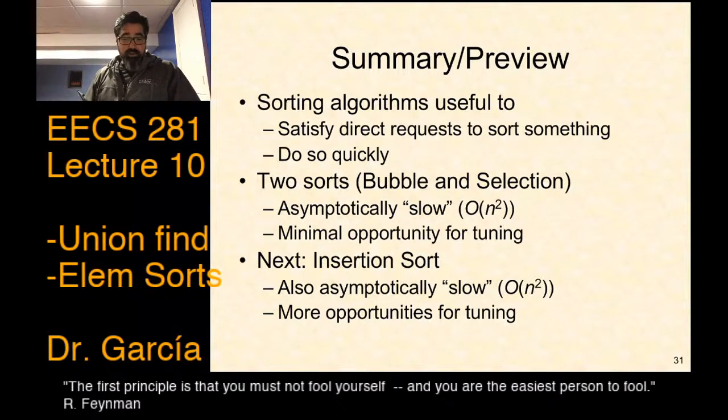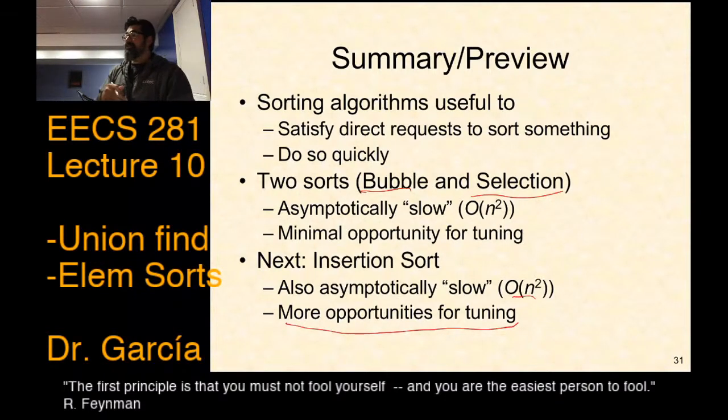All right, so so far we've discussed bubble sort and selection sort, which are both O of n squared. The next one that we'll discuss is insertion sort, which is also asymptotically slow, but there are a ton more opportunities for tuning to the point where there are situations in which you'd want to use insertion sort.